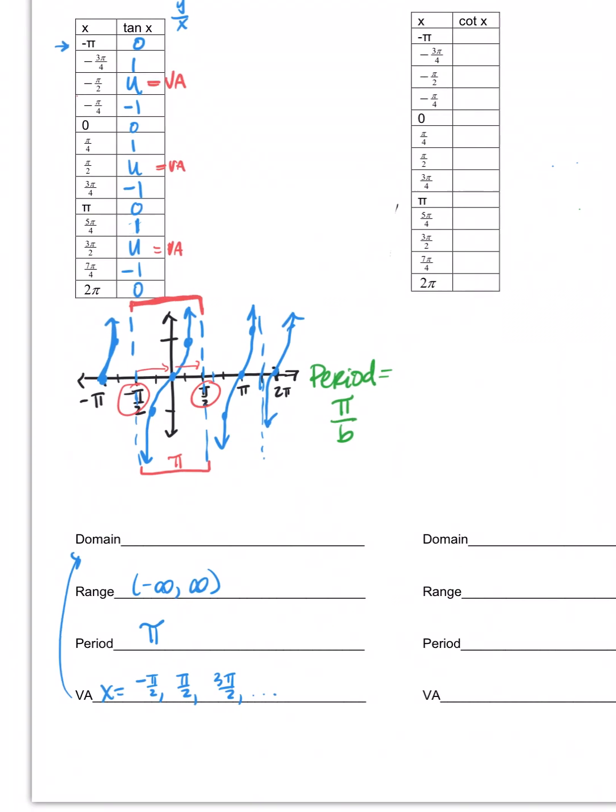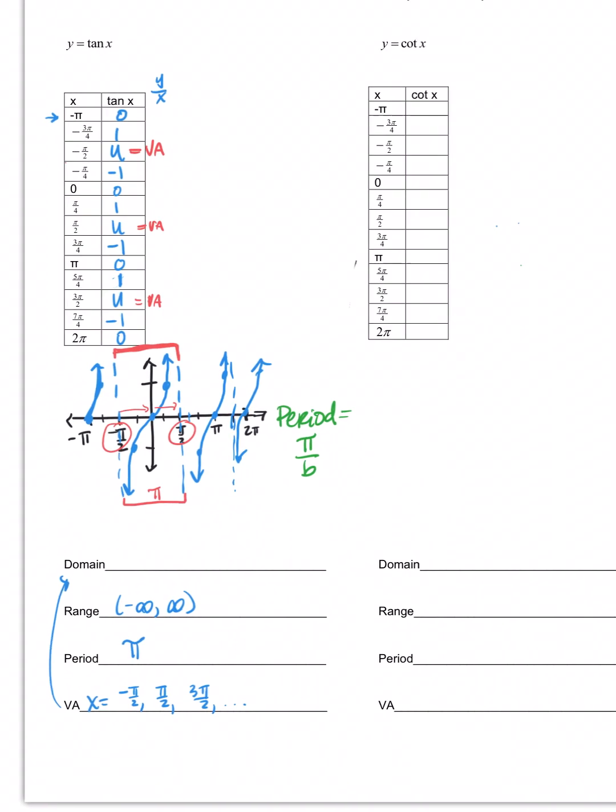So the way that we handle this, we kind of write it in shorthand. We take the first positive asymptote we have, which is this one. So I would say x equals positive pi over 2, and I would add, what is the period length? So I'm going to add pi.